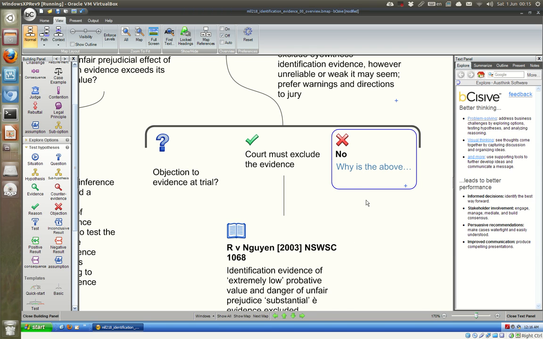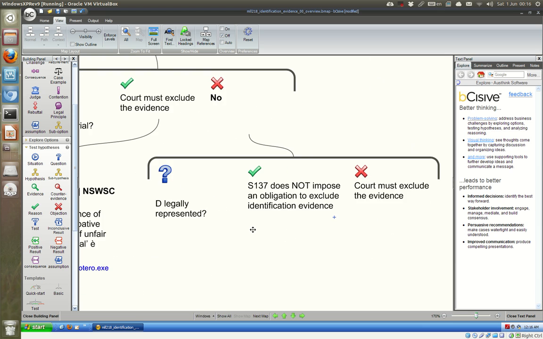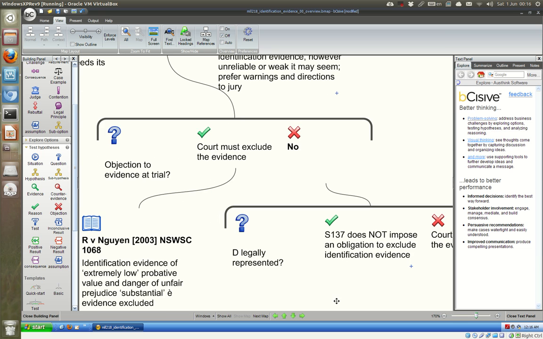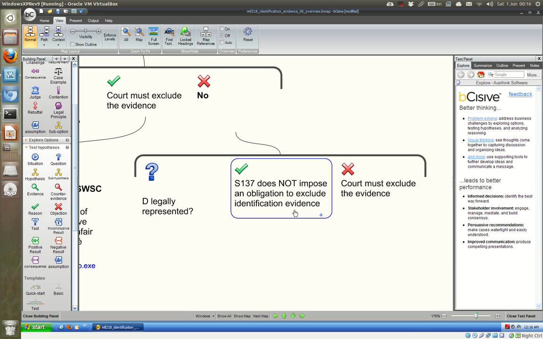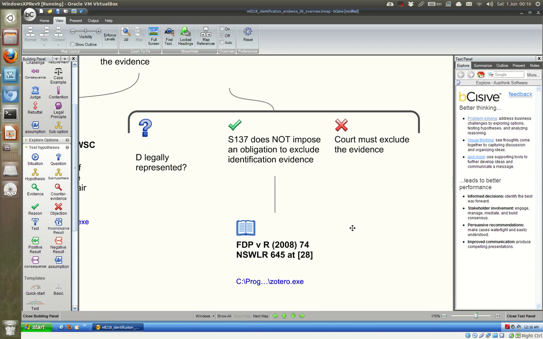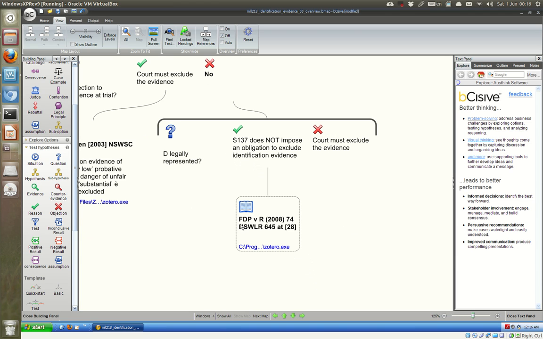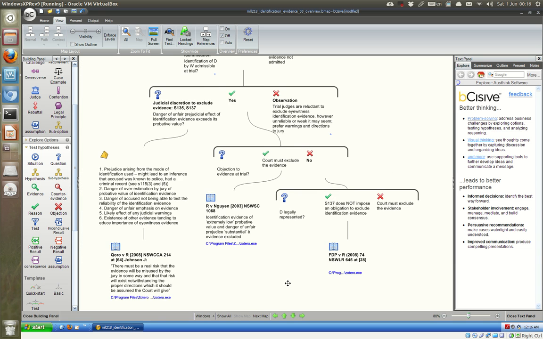But if there's no objection to the evidence at trial, the next question is whether the accused was legally represented. And if the accused was legally represented and there was no objection to the evidence at trial, then it is held that section 137 does not impose an obligation to exclude identification evidence. And that was expressed in the case of FTP against the Queen in 2008 in New South Wales.